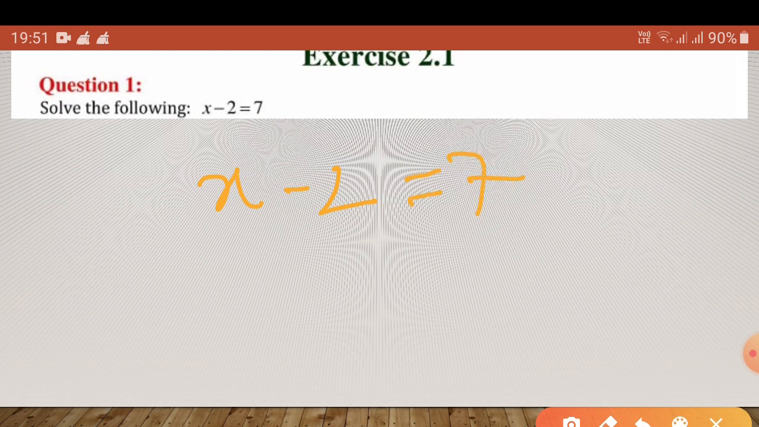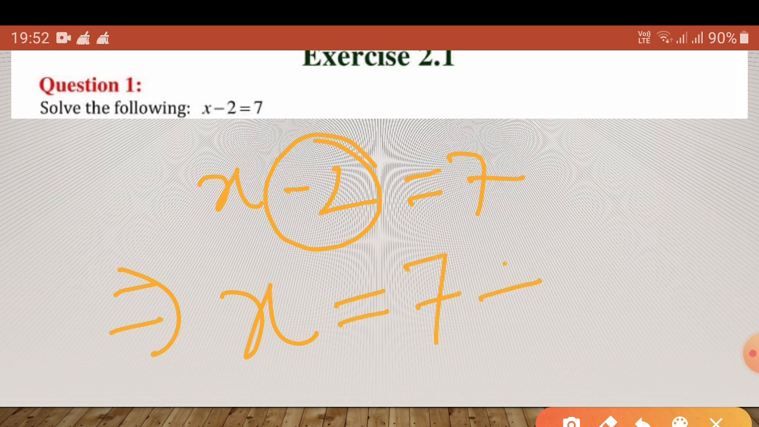Here on the left side minus 2 is there, so we have to transpose minus 2 to the right side so that we can find the value of x. So we can write, by transposing minus 2, x equal to 7, and when we transpose minus 2 to the right side of this equation, we get plus 2. So the equation becomes x is equal to 7 plus 2, that gives us x equal to 9.